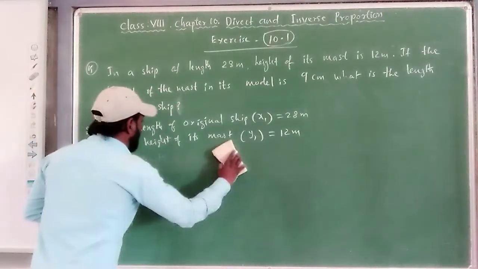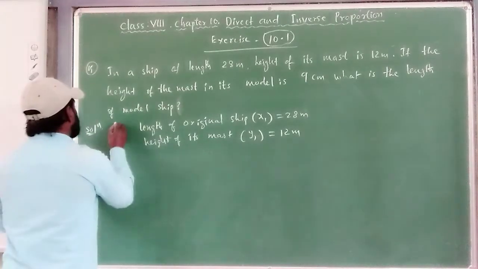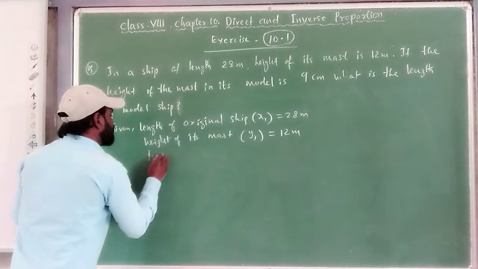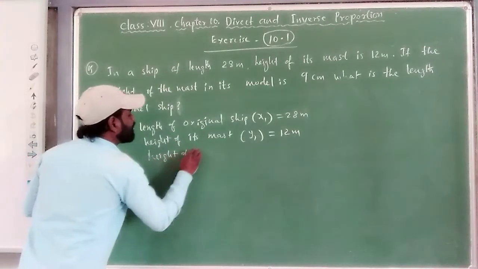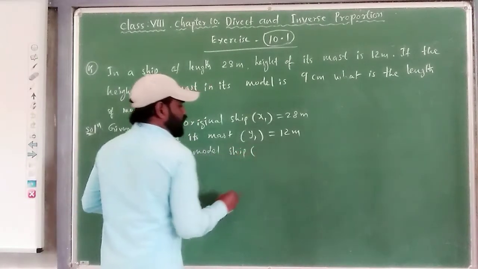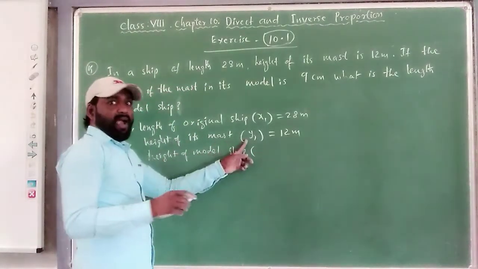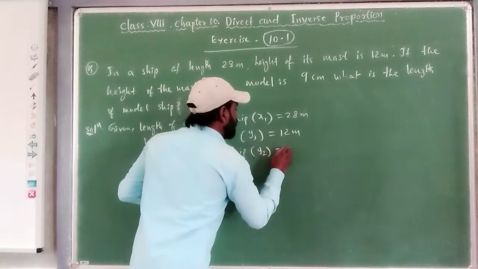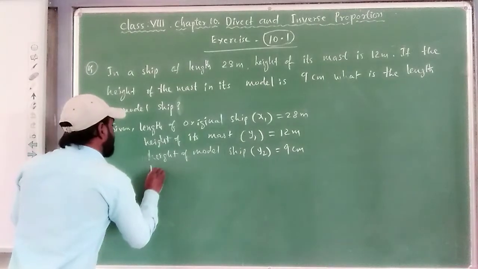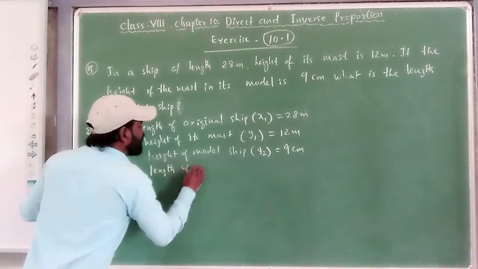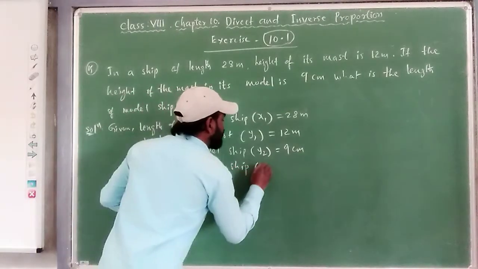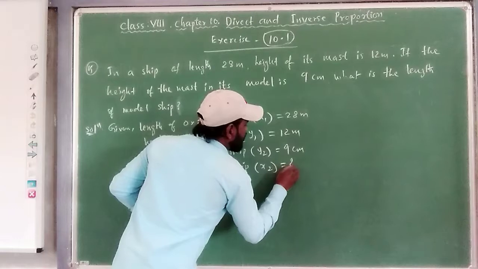So what is given? The height of the model ship is given. This is all the information given in the question, right? The height of the model ship, we are taking as y2. That is 9 centimeters. We have to find the length of the model ship, which is x2.